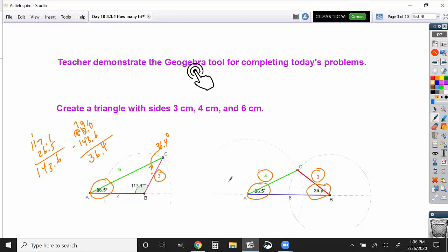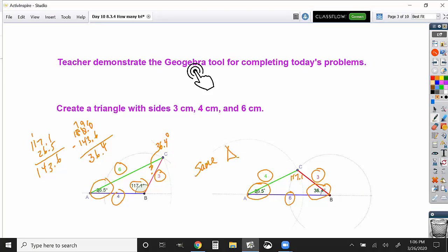And it's opposite the 4. See how the 36.4 is opposite the 4. So far, these are exactly the same. Oh, and guess what? This is 117.1 opposite the 6. Here's 117.1 opposite the 6. These are the exact same triangle.